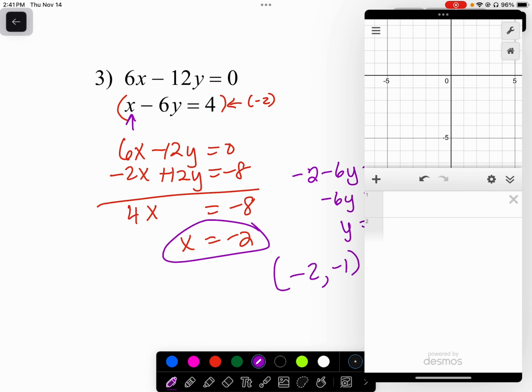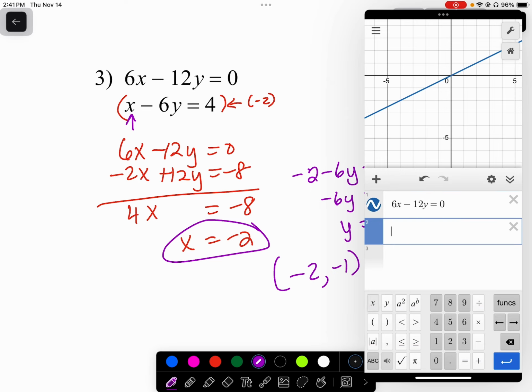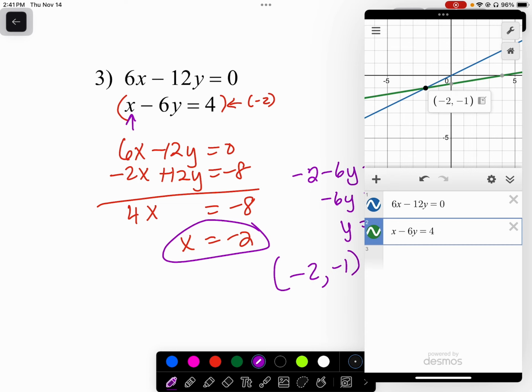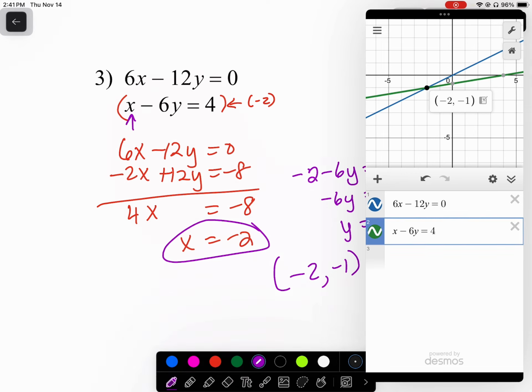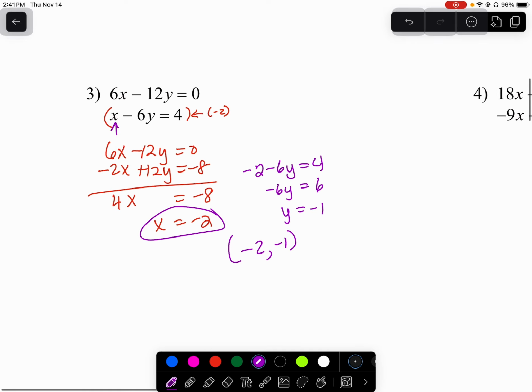You should be able to type in these equations, 6x minus 12y equals 0. And I would always type in the original version. And then our second equation there, x minus 6y equals 4. And you should see their point of intersection is indeed -2, -1. So Desmos is a very good way to check your work. But make sure you can do the algebra and just use Desmos as a check.